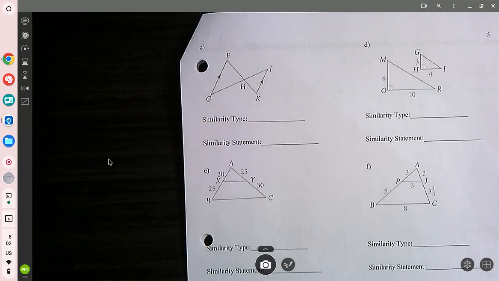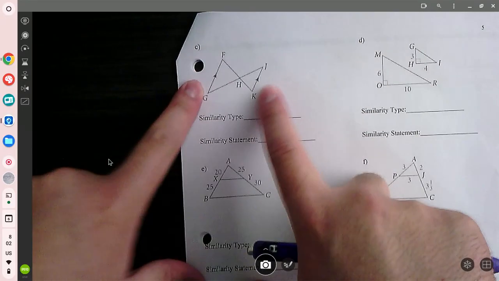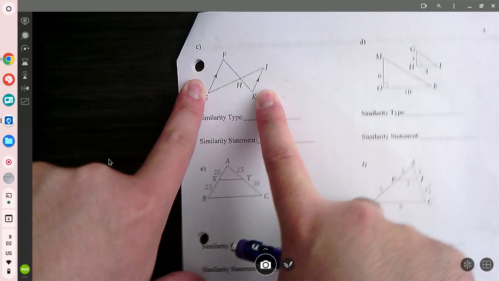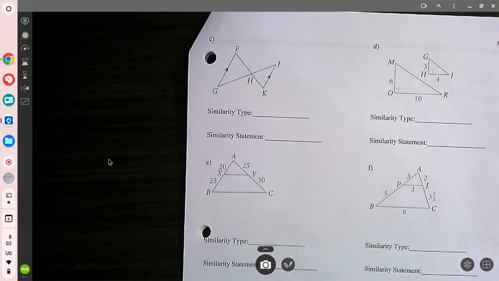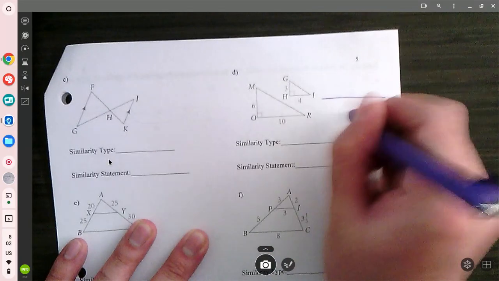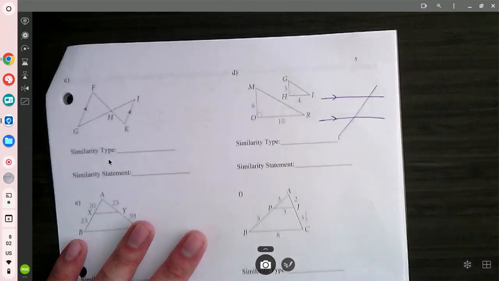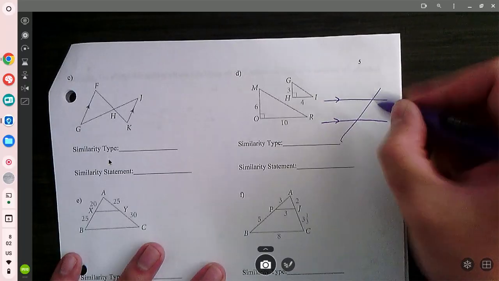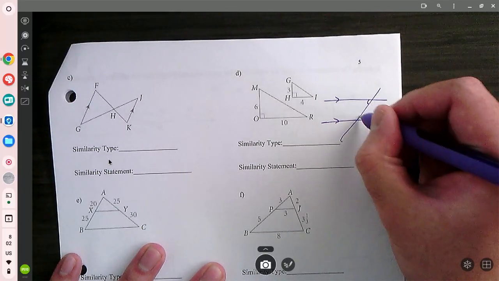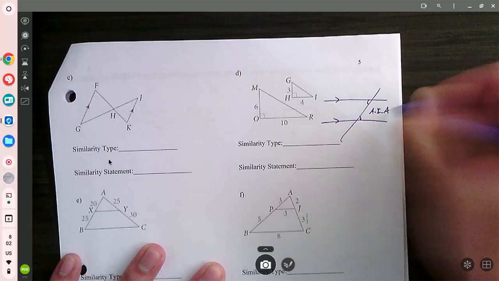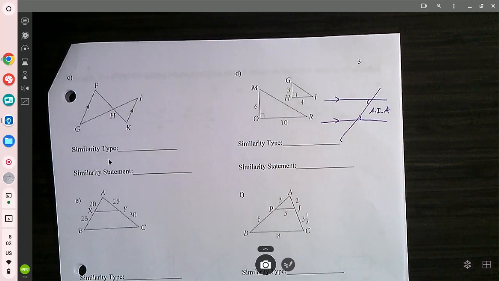Let's do C first. Okay, so I'm looking over here. I have parallel sides. What do parallel sides tell me? What am I going to be looking for within the parallel sides with a transversal? If you guys remember, I'm going to draw a little bit of a transversal here. Remember when we had parallel lines that were cut by a transversal, we had alternate interior angles have to be equal.